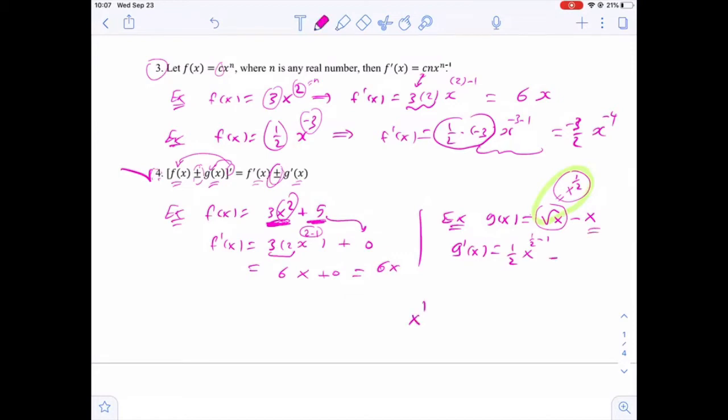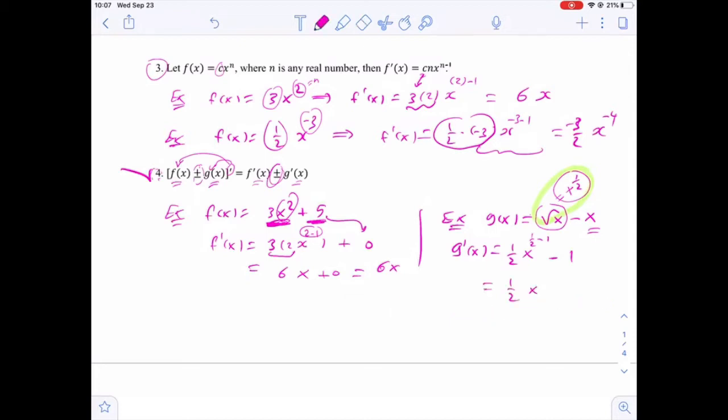What is derivative of x? Now x has power 1, so when we differentiate, we bring the power here, and then we subtract 1 from the power. So that's 1 times x to the power 0, but x to the power 0 is 1. 1 times 1 is 1. So derivative of x is 1. You need to remember this.